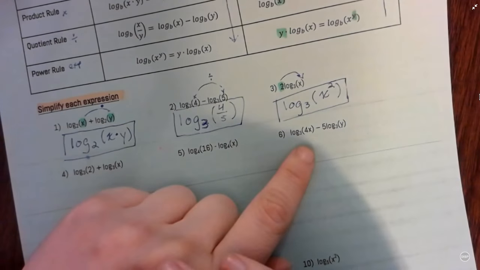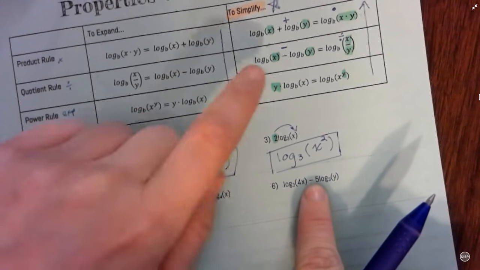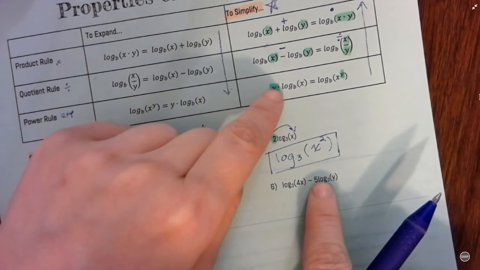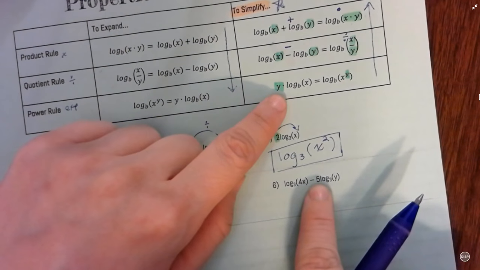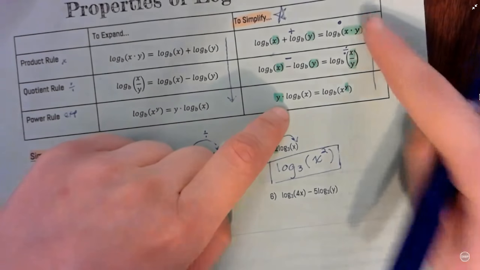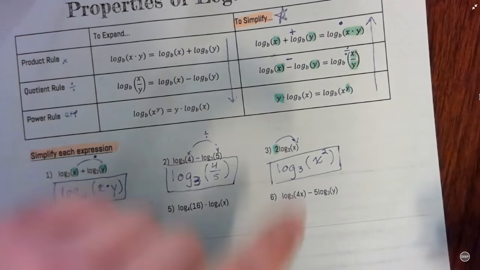So this one's a little bit more complex just because we got multiple things going on. Notice I have a subtraction here. So I'm going to be using this rule. And I have a coefficient in front. So I've got this 5 in front, which means I'm going to be using power rule. And this arrow tells me I need to start with power rule and then do these two. So let's do that first.